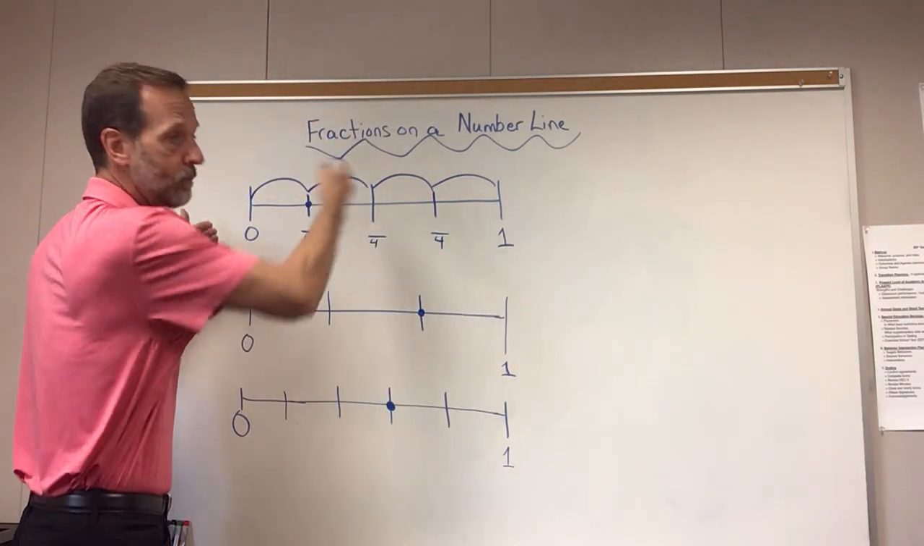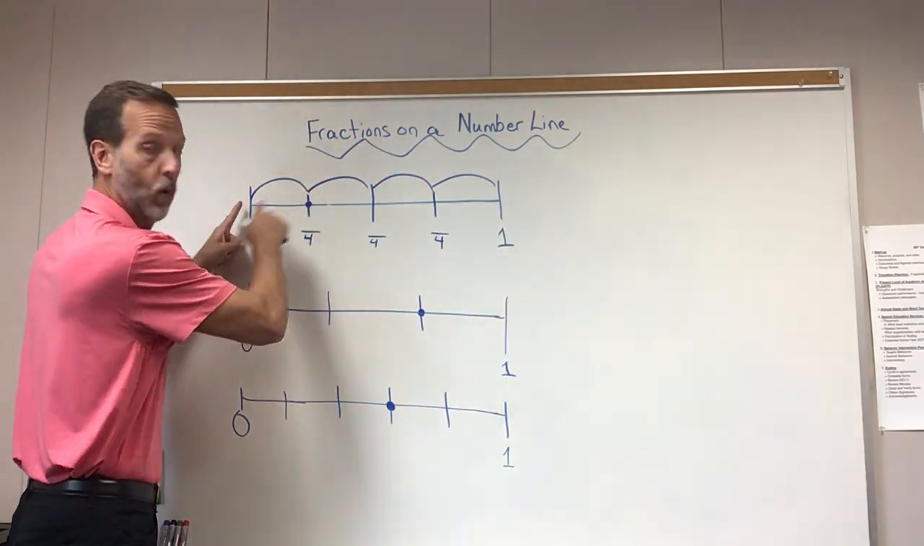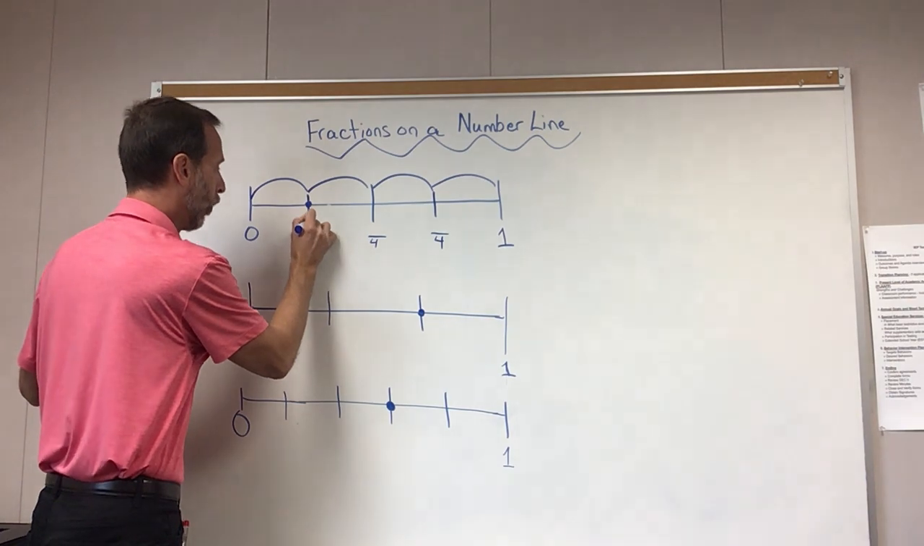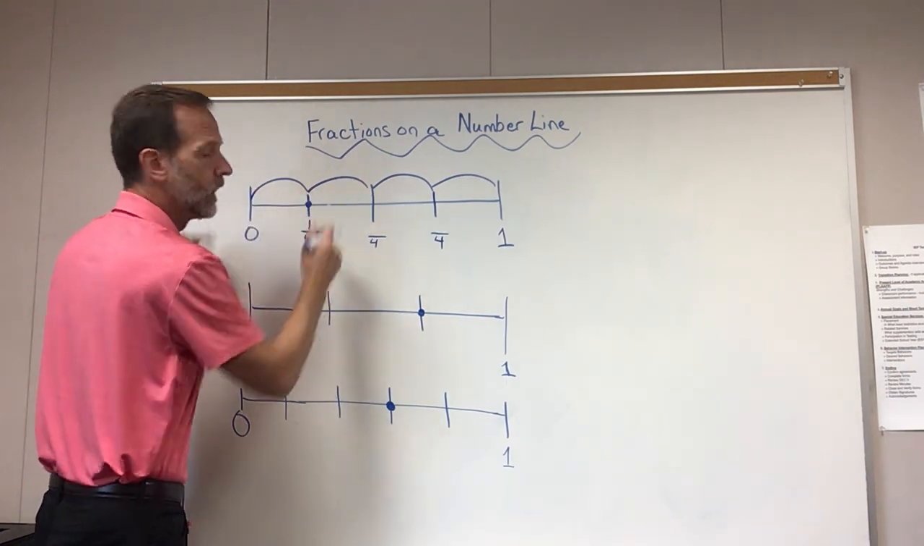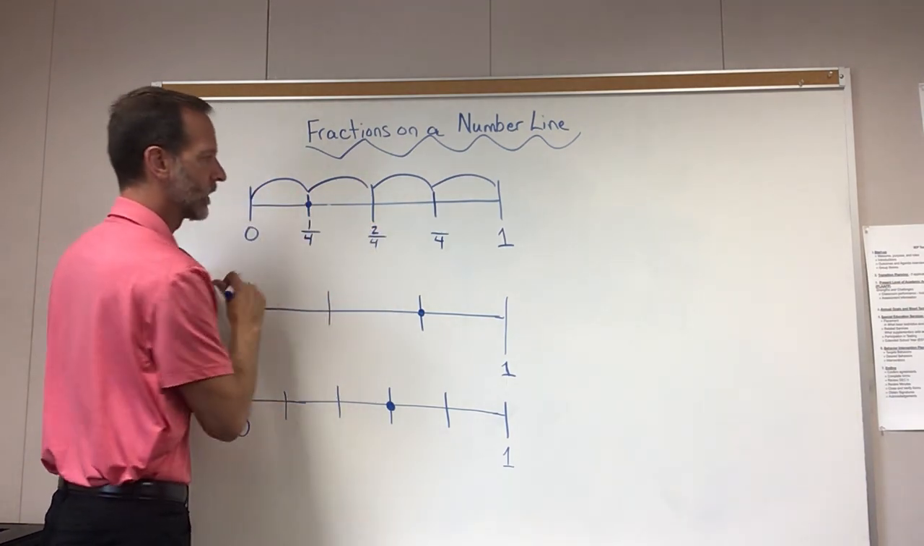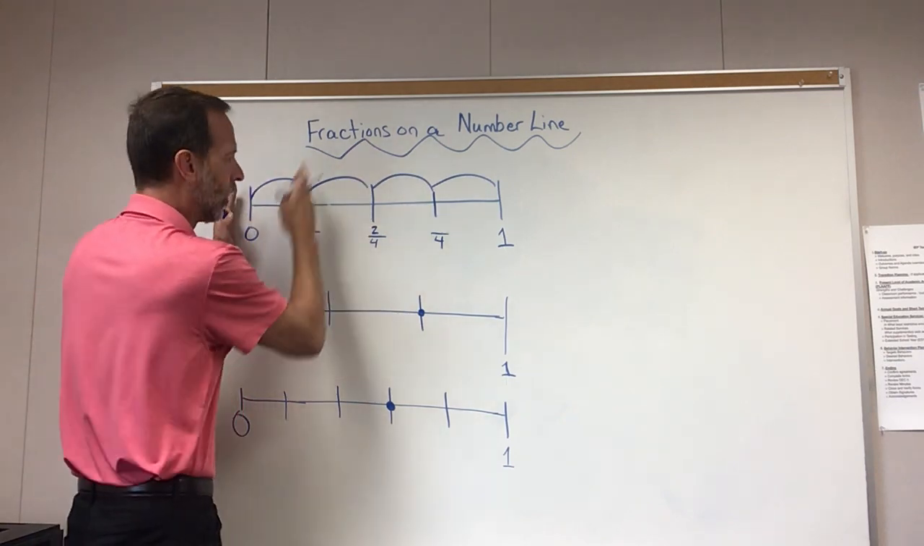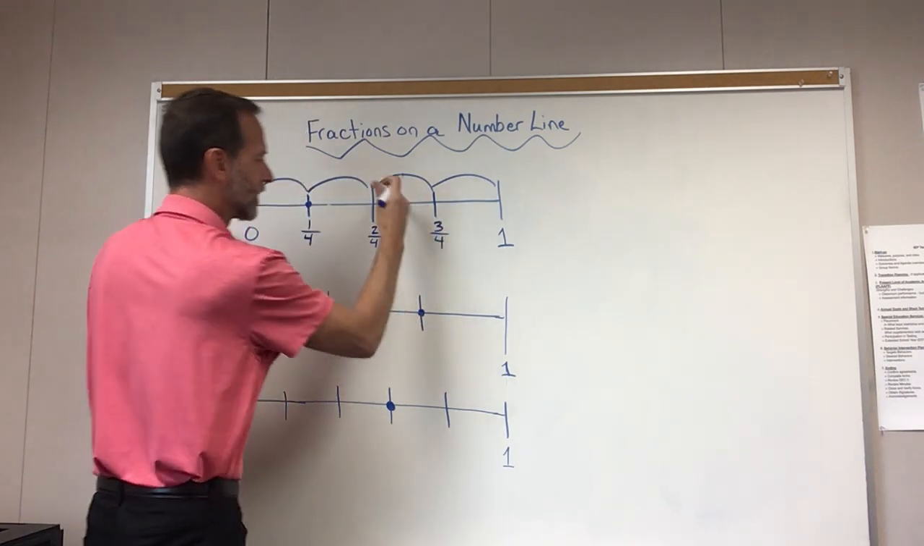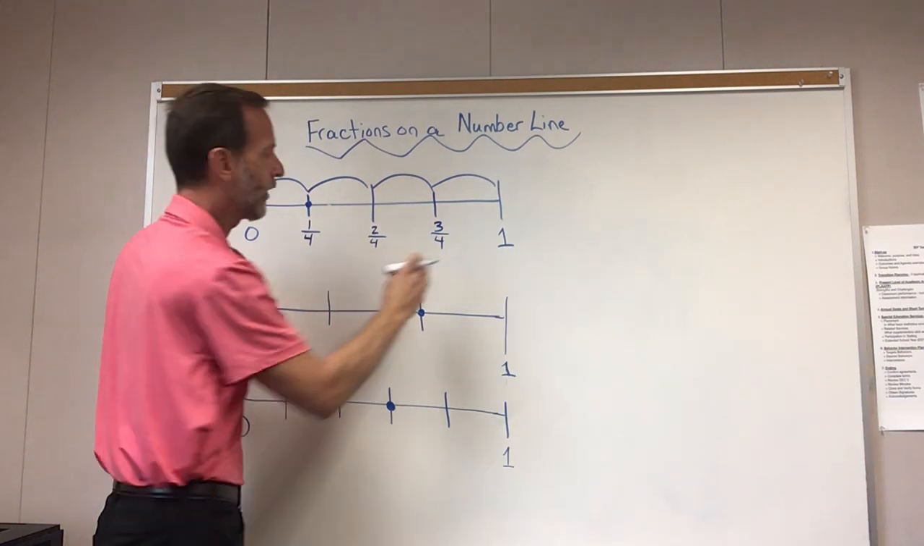All right, now, for the numerator, where am I as I'm jumping down the line? This was 1 jump, so that's 1/4. This was 2 jumps, that's 2/4. This was 3 jumps, 1, 2, 3, that's 3/4. This is 4 jumps, that's 4/4.